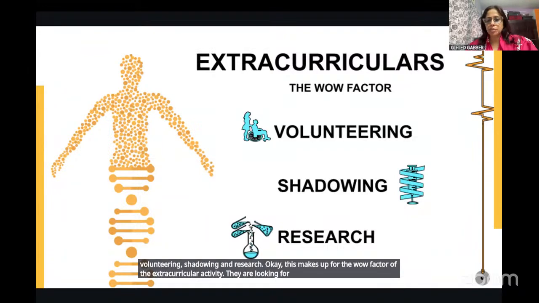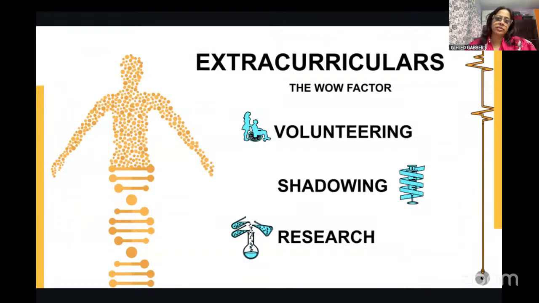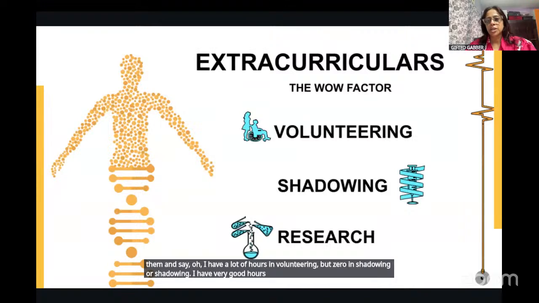You cannot skip them and say, oh, I have a lot of hours in volunteering, but zero in shadowing, or I have very good shadowing hours, but I don't have volunteering or research. Research is extremely important because they want to see if a student has become a subject matter expert or spent time mastering a particular area.